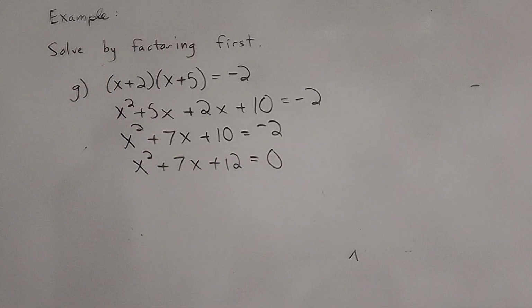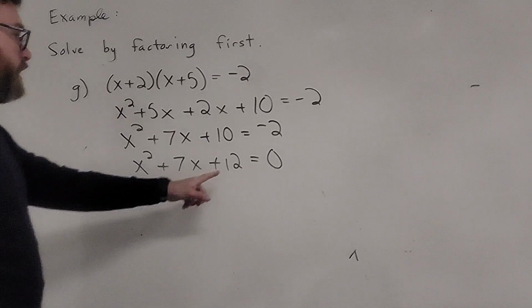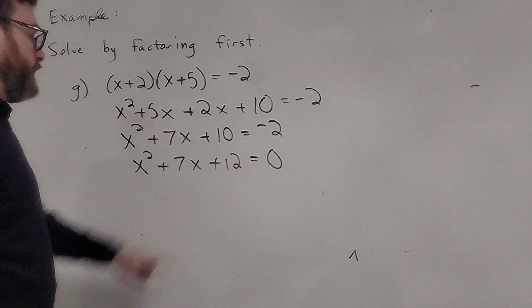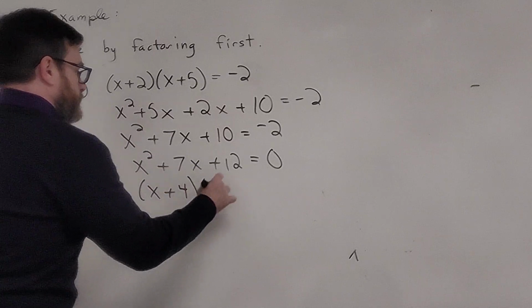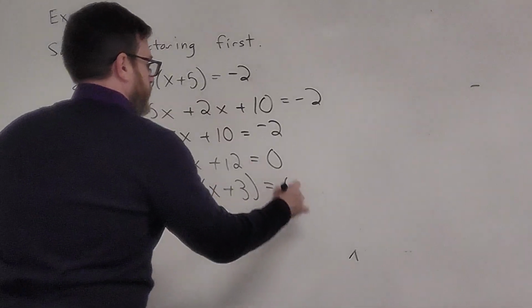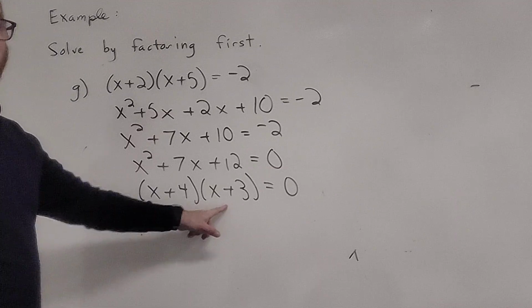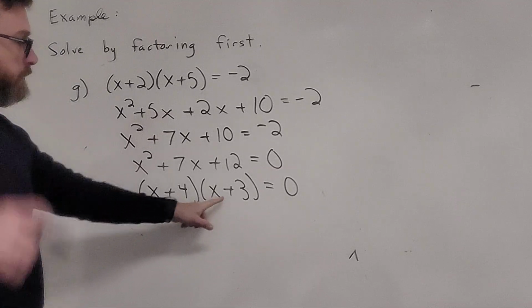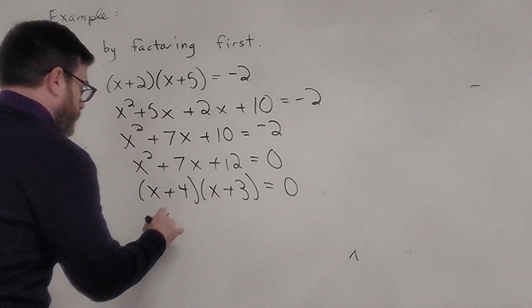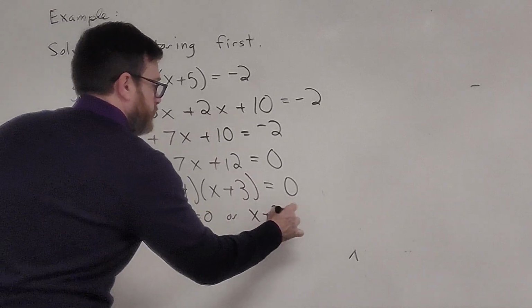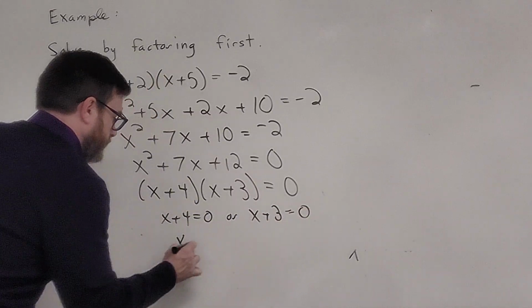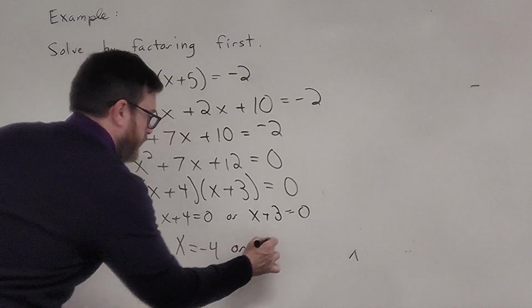And I'm sure you've seen this one a bunch of times. Two things that multiply to 12 but add to positive 7 is going to be an x plus 4 times an x plus 3. Setting each one of these equal to 0, this factor is going to yield a negative 4, this factor is going to yield a negative 3. So x plus 4 equals 0, or x plus 3 is equal to 0. So x is equal to negative 4, or x is equal to negative 3.